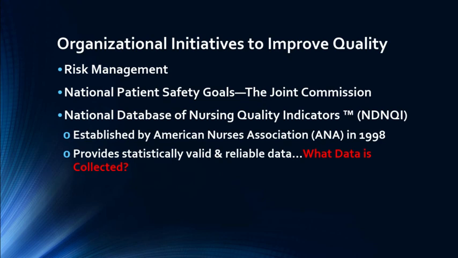Organizational initiatives to improve quality. There's risk management, which we talked a little bit about before. So healthcare organizations usually have a risk manager who ensures that adverse events, errors, and safety issues are investigated and reported. Error identification and risk events are categorized based on the severity. There's a service occurrence, minor injuries, a serious incident, a sentinel event, or never events.